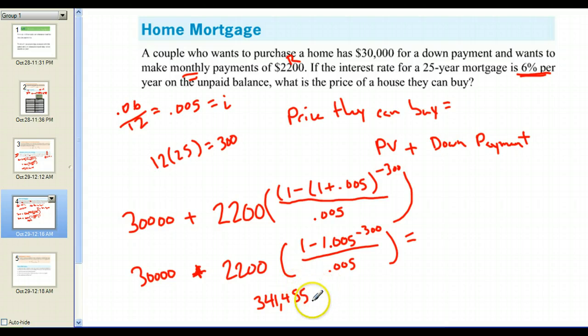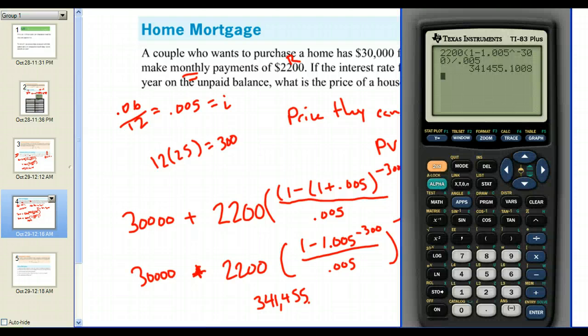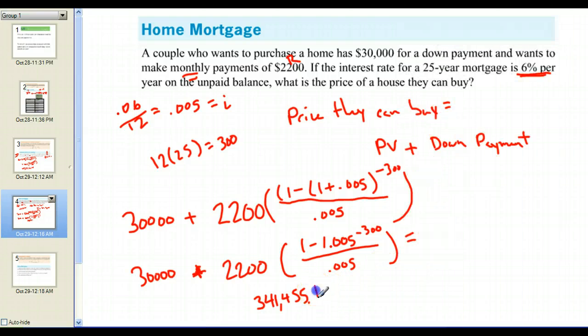Alright, again, plus some change. Don't forget the change. 10 cents here. Alright, but we're going to add to that the $30,000 down payment. Don't forget your down payment, because that's a big thing that people leave off. They're doing all this stuff to fill in this formula, and they forget that they put some money down on it. So that means that they can afford a $371,455 house. 10 cents. Don't forget the 10 cents. So this is how much they can afford on a house.